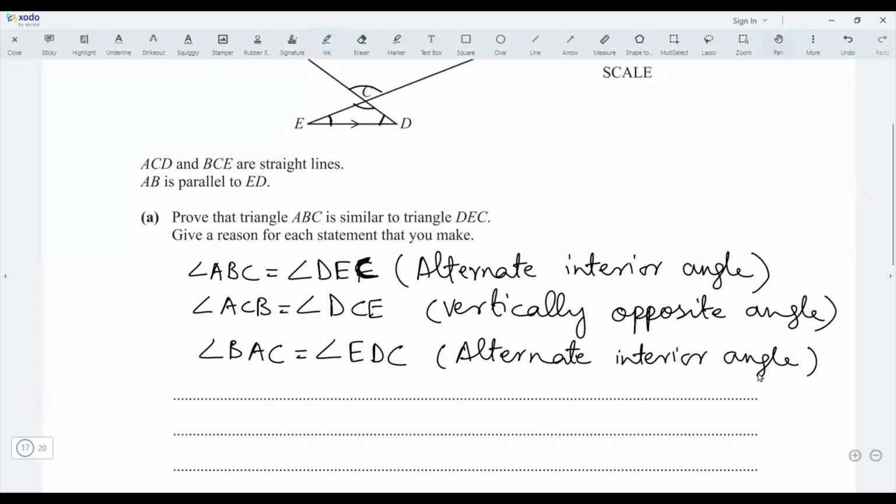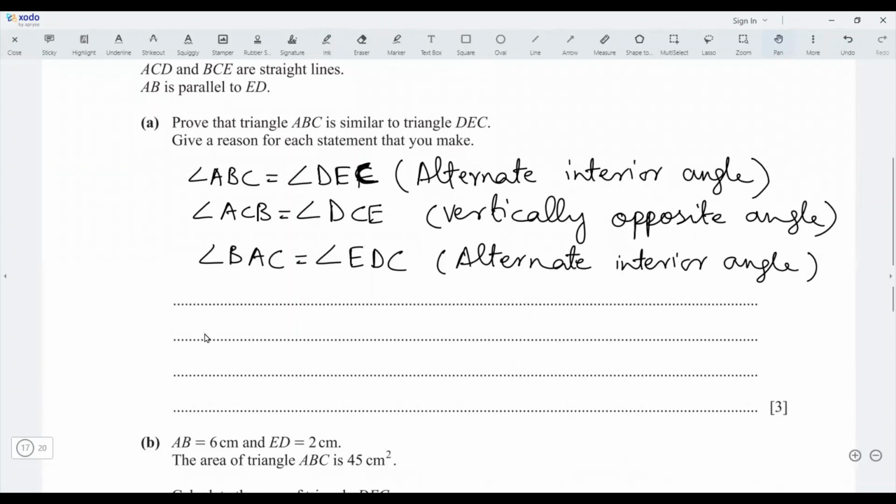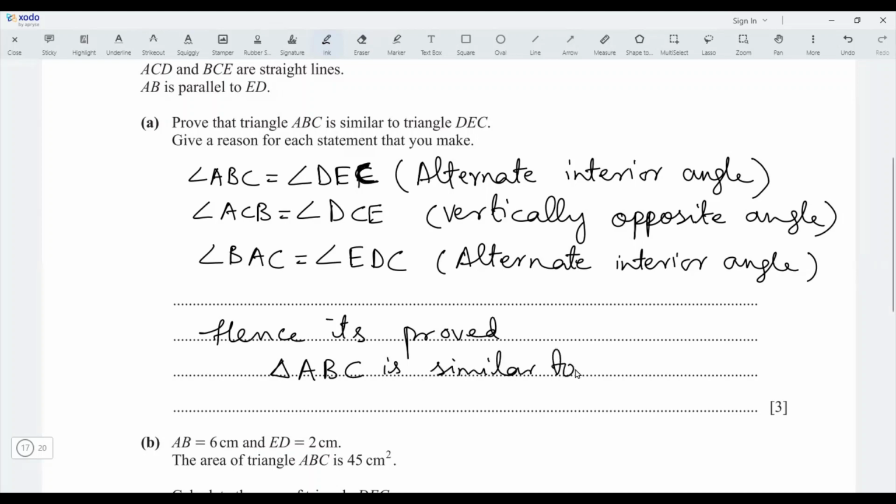So hence it is proved that triangle ABC is similar to triangle DEC. So 3 marks are for the three reasons, the three things we have to write here.